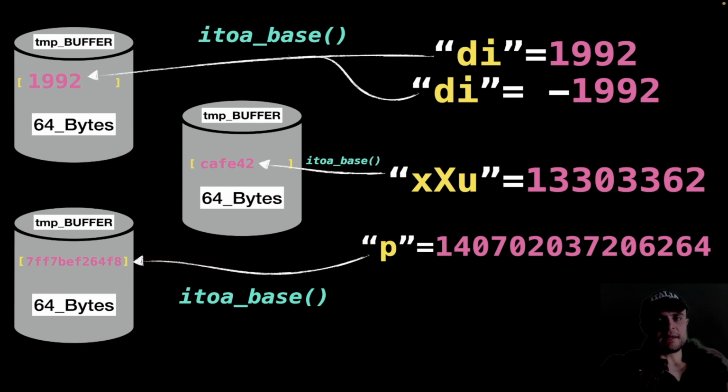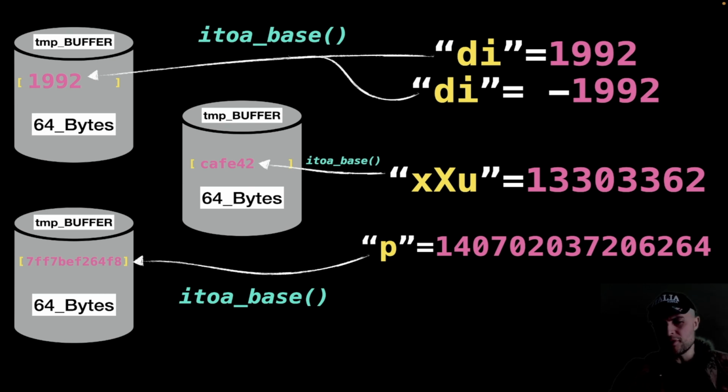Now inside my union, I have a value, an integer value. It can be signed or unsigned, but at the end of the day, it's just going to be a value. For example, if I have a d or i specifier, I can have the value signed 1992 or the negative counterpart.